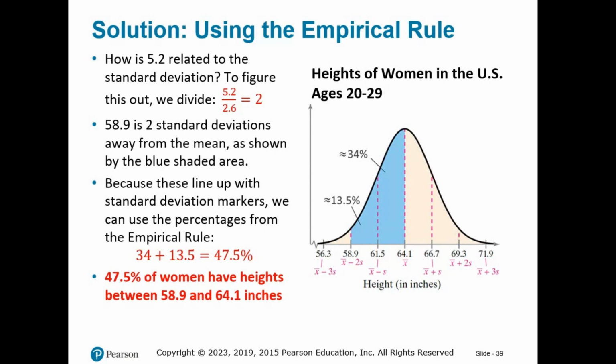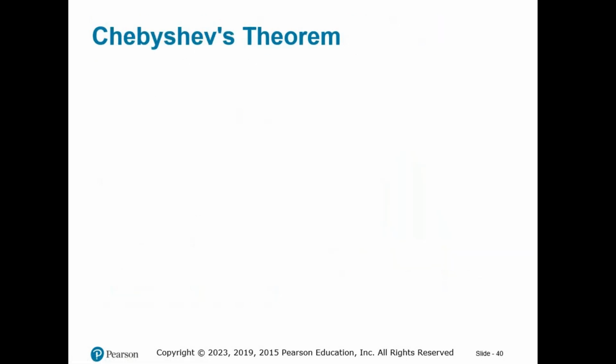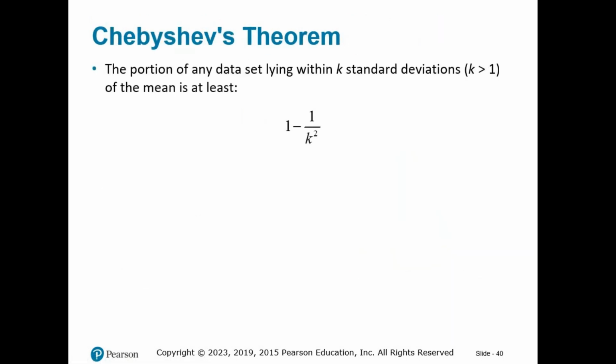But the empirical rule does have limitations. As we've said, it can only be used if the distribution is bell-shaped and symmetric. What if our distribution is not bell-shaped or we don't know what it looks like? That's when Chebyshev's theorem comes in. Chebyshev's theorem states that the portion of any dataset lying within k standard deviations of the mean, as long as k is greater than 1, is at least 1 minus 1 over k squared.